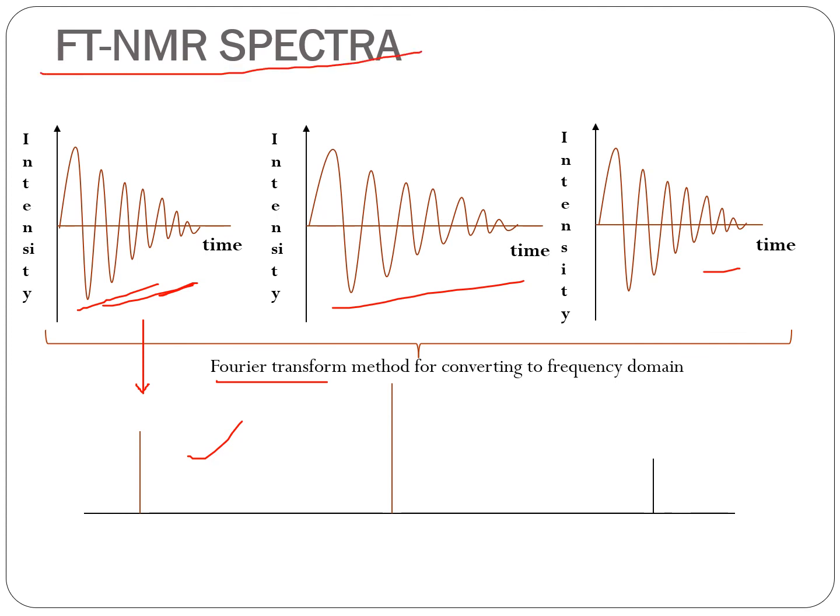So like this we can get a spectra of FT-NMR by converting the time domain spectra into the frequency domain spectra by using the Fourier transform method. It's a mathematical expression basically. So this is used to convert the spectra.